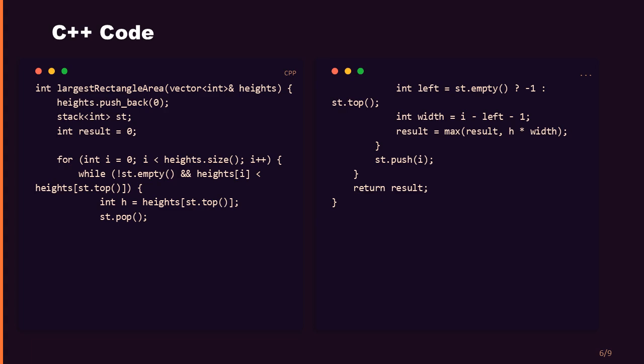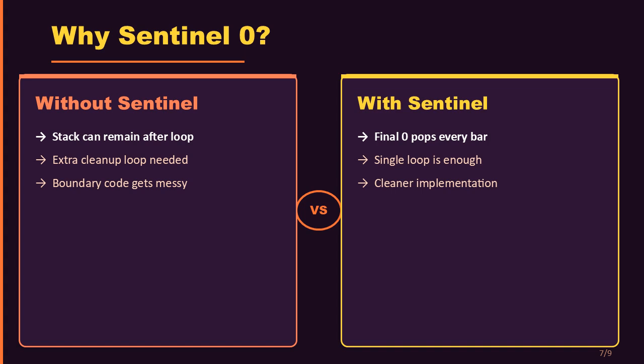Add a sentinel 0 so all pending bars pop at the end. If current height is smaller than the stack top height, calculate the rectangle for the top bar. After popping, the left boundary is the new stack top, or minus 1 if the stack is empty. Width is i minus left minus 1. Update the result.